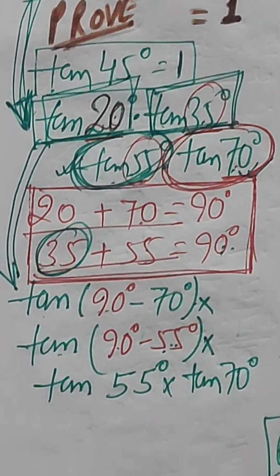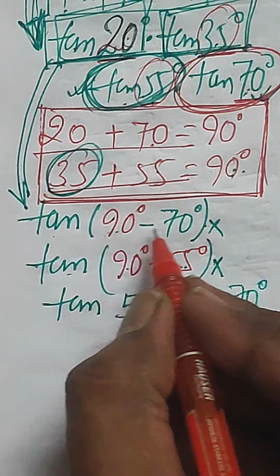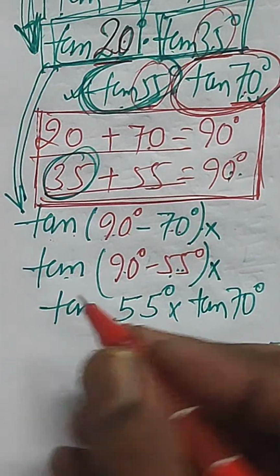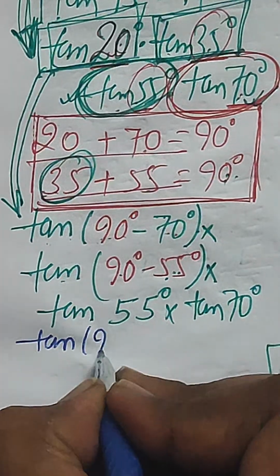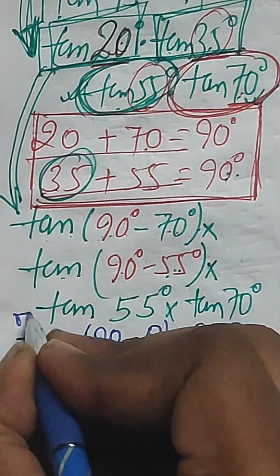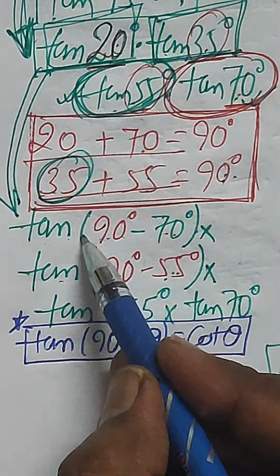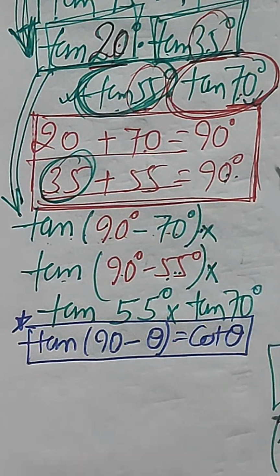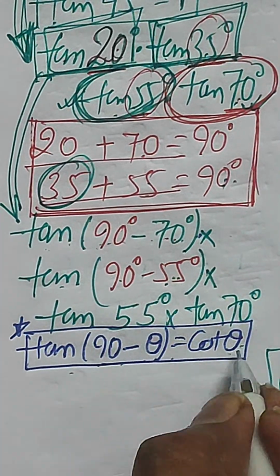Now our LHS can be further simplified. Tan 90 minus theta is nothing but cot theta. Remember, tan 90 minus theta is cot theta. We will be using this formula over here, right? So here the first term tan 90 minus 70 will change, and tan 90 minus 70 is cot 70, just using the same identity.